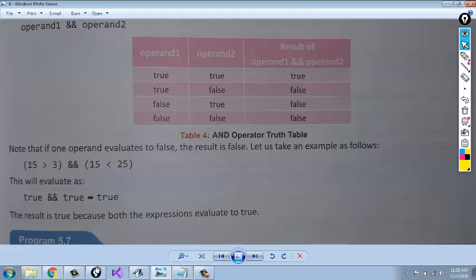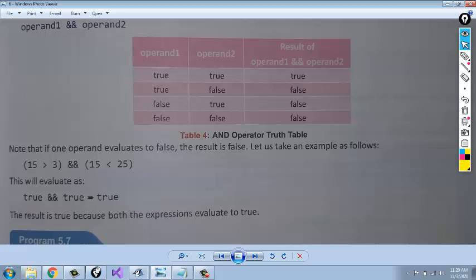See, here it is written operand 1. Which one is operand 1? This 15 greater than 3. This will be considered as one operand. And then which one is another operand? 15 less than 25. This will be considered as the second operand. That's why here it is showing operand 1 and operand 2. I hope you could understand.